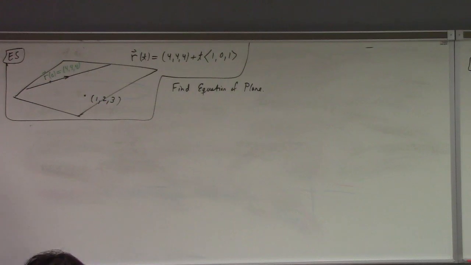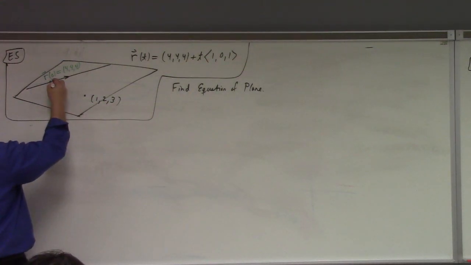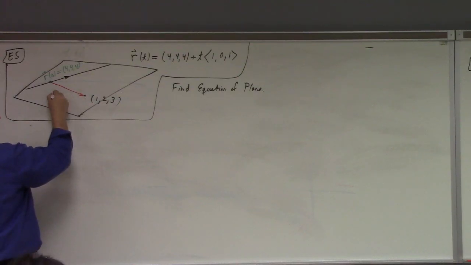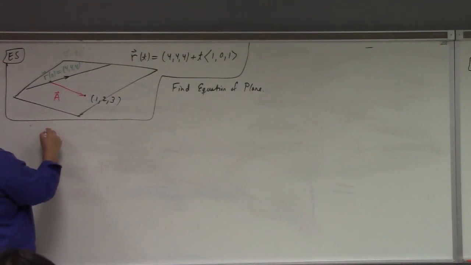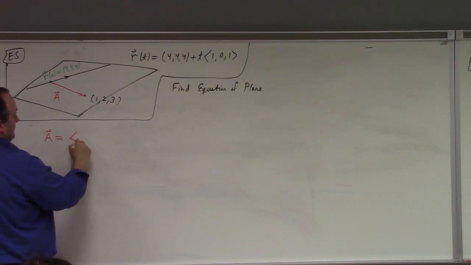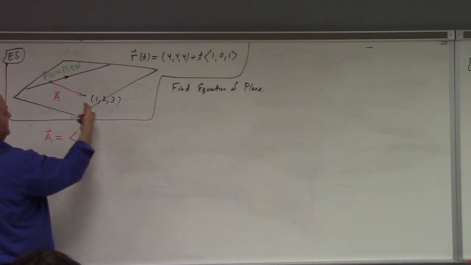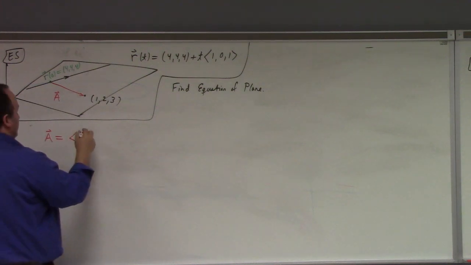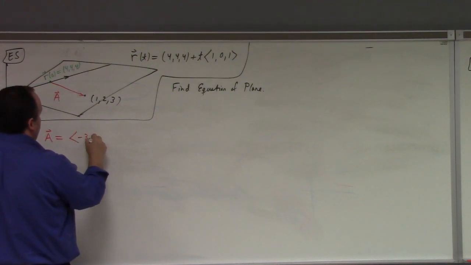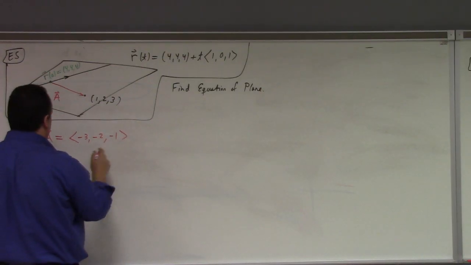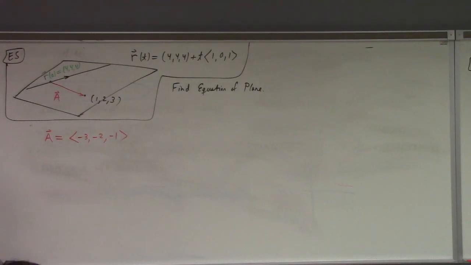Well, it depends what you're after. I wanted the Cartesian equation of the plane, right? So I could make this vector A, right? A would be what? It doesn't really matter. We can go from 1, 2, 3 to 4, 4, 4 if you'd prefer. That way we'd have a positive vector, but fine. Minus 3, minus 2, minus 1 in my current picture, right?